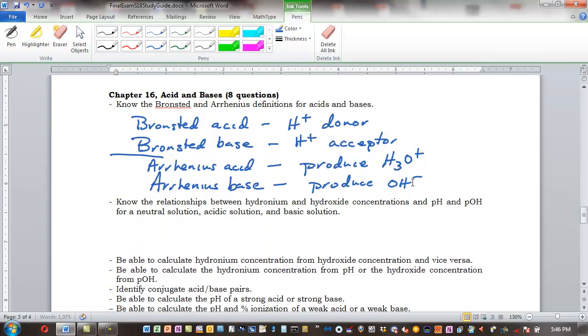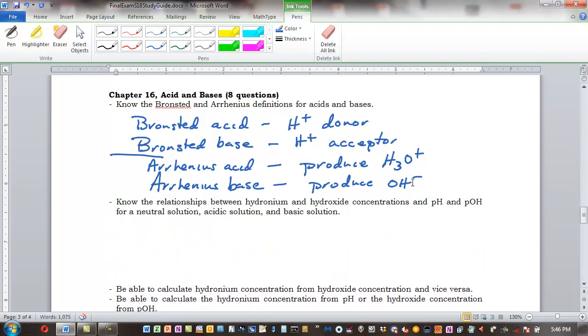Next thing on the list. Know the relationships between hydronium and hydroxide, and also pH and pOH for neutral, acidic, and basic solutions. Okay. So let's start with neutral. And again, we're going to be looking at 25 degrees Celsius. Okay, what can you say about hydronium compared to hydroxide in a neutral solution? They are equal.